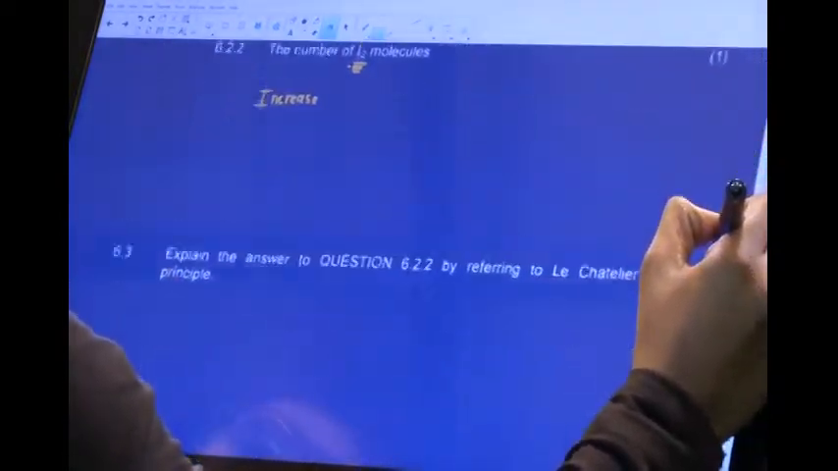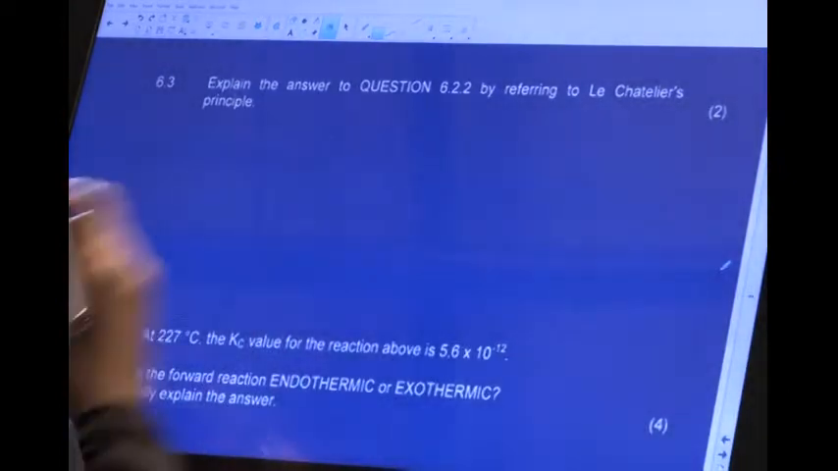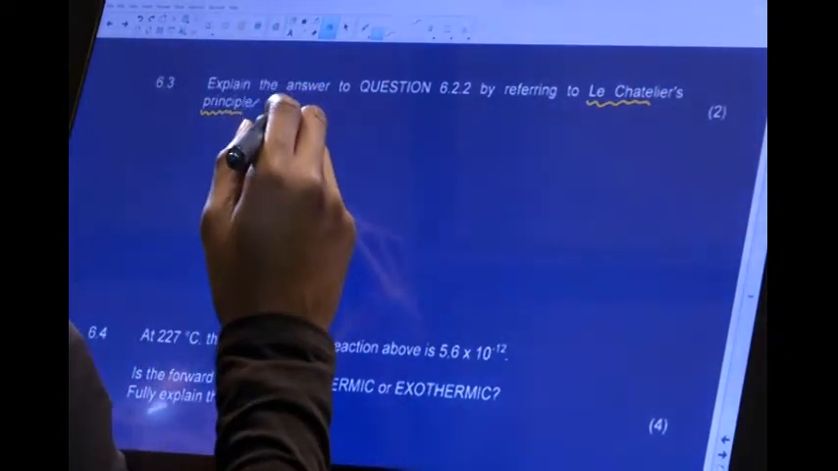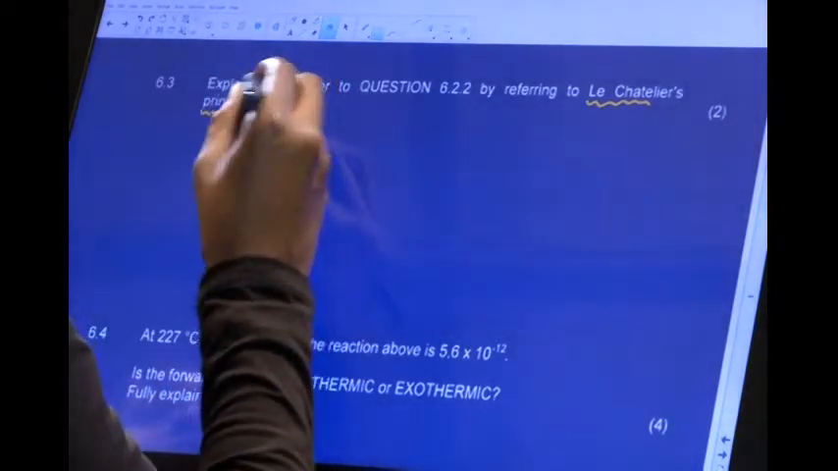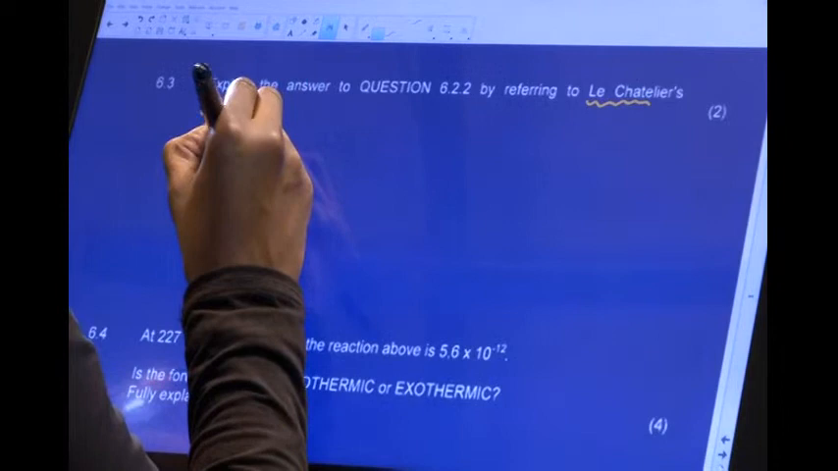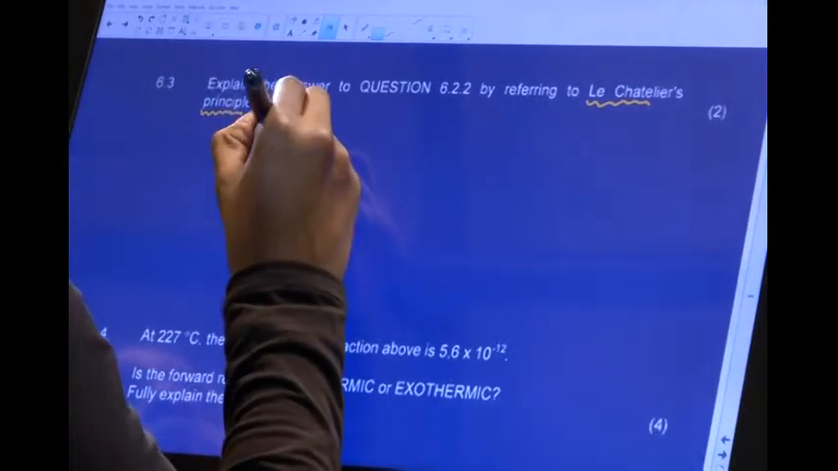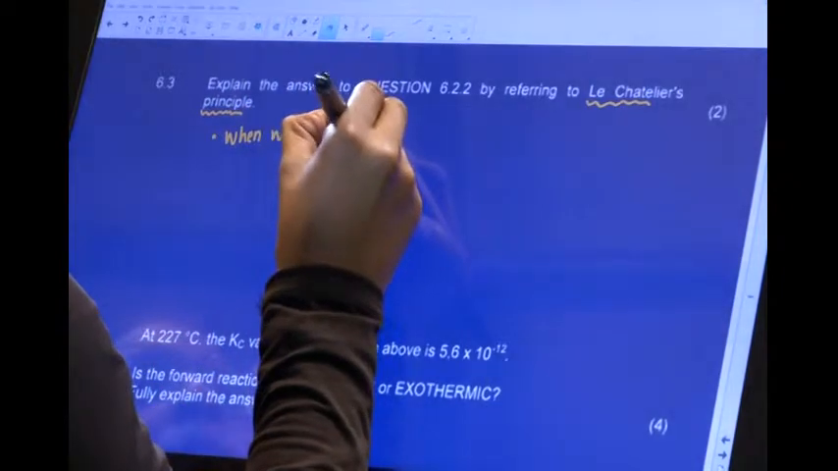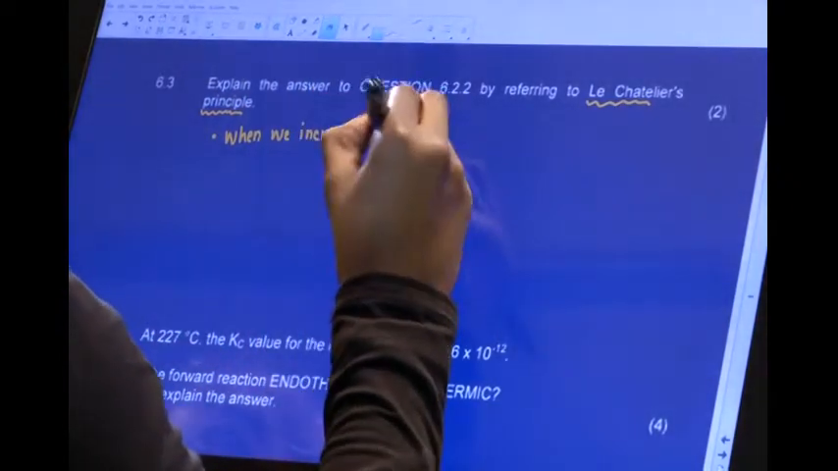Let's go down. Number 6.3 says, explain the answer to question 6.2.2 by referring to Le Chatelier's principle. Now, talking about Le Chatelier's principle, you must talk about the pointers that Le Chatelier says, the same way we used when you talked about the collision theory. This is very crucial because when we increase pressure, now remember, pressure is increased by decreasing the volume.